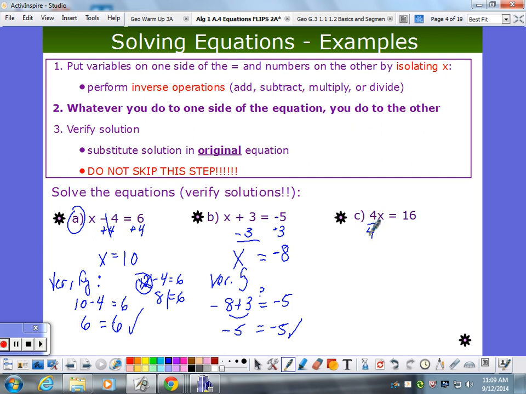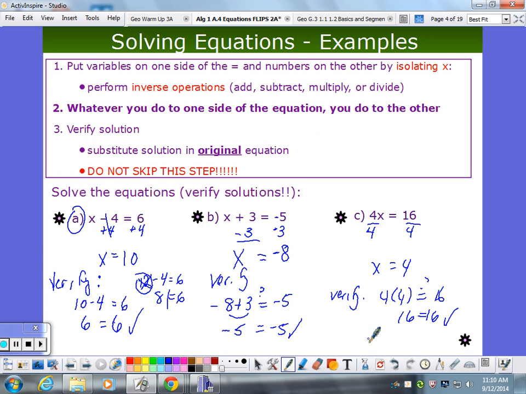What's 4 divided by 4? 1, you get 1x. What is 1x? It's just an x. If you divide 4 on one side, you divide 4 on the other, and then we verify. So 4 times 4, is that the same as 16?